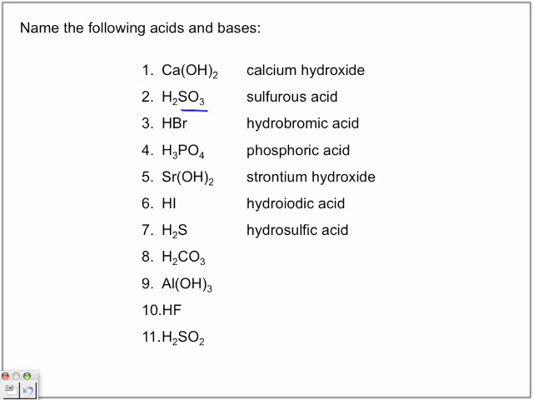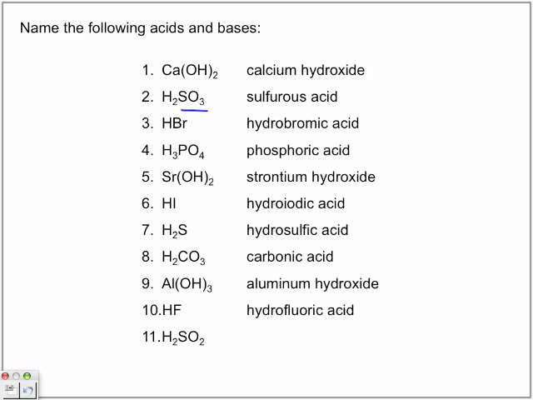Okay, the next one, H2CO3, derivative of carbonate. Okay, we haven't lost or gained any oxygen, so it's just carbonic acid, IC ending in acid. Next one, it's a base because we have the OH, so it's aluminum hydroxide. Okay, number 10 is also binary. Okay, so it's hydrofluoric acid.